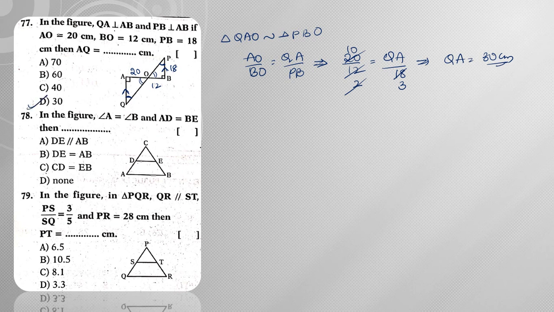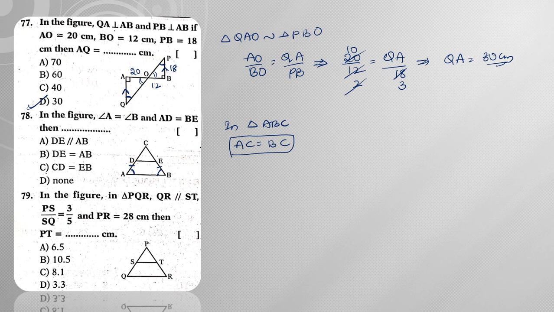Next, moving on to question number 78. Angle A is equal to angle B and AD is equal to BE, so this AD length is equal to BE length. Now, whenever angle A is equal to angle B in triangle ABC, what can we say? Their opposite sides are equal. That means we can say that AC is equal to BC.